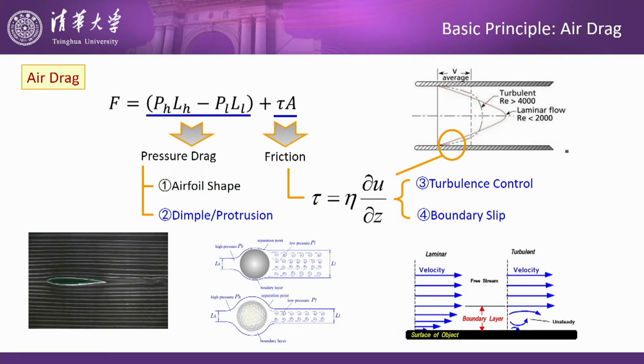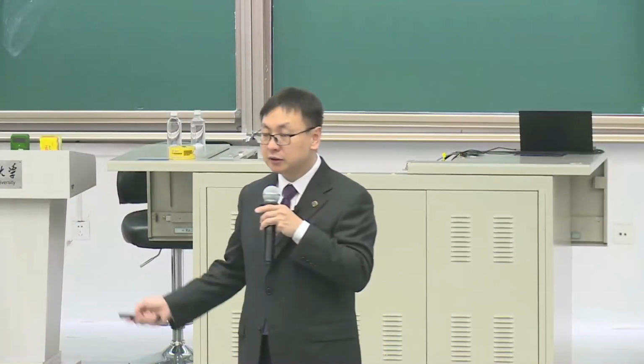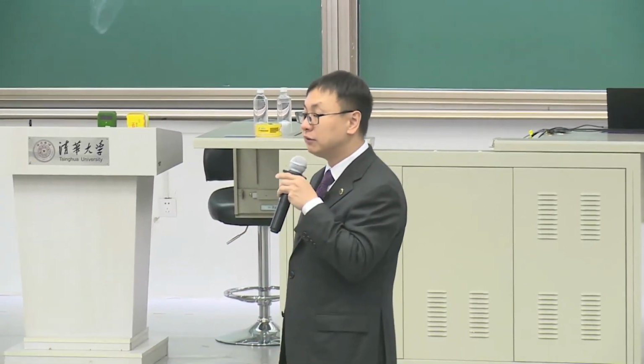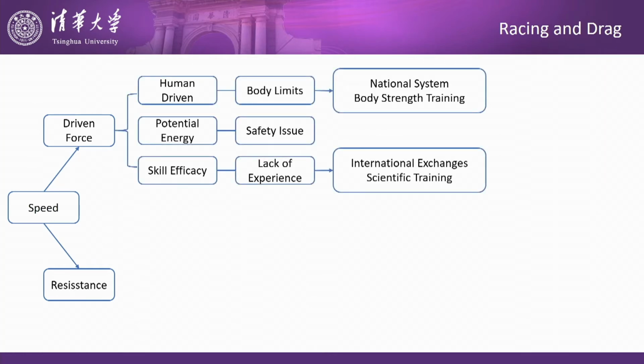All right, so we always talk about racing. What's the relationship between racing and drag? In racing, we talk about speed. In speed, acceleration, we have to get the driving force, and the resistance force, also the drag, will decelerate it. Okay, for driving parts, we have human driving, like skating. We have potential energy driven, like downhill skiing. And athletes' skill can affect this efficacy, okay? So there are 3 parts to determine the driving.